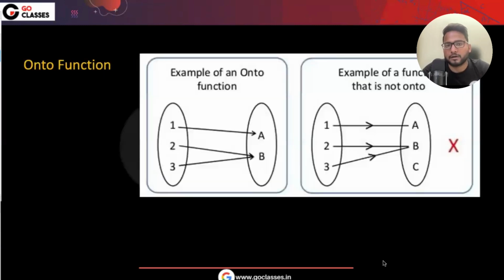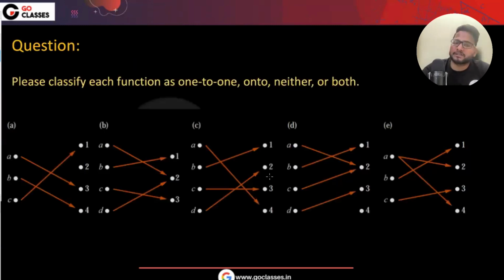So maybe you can understand more with the example. Let's just classify each of them as one-to-one, onto, neither, or both. Tell me, is this one-to-one or onto? So just a one-to-one relationship. Yes, it is definitely one-to-one. Now you also check, is this leaving out something? Since it is leaving out, you will say it is only one-to-one, but not onto, right? Onto no, one-to-one yes.